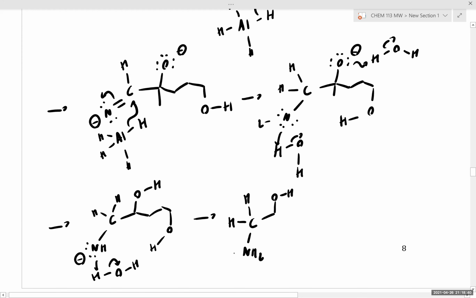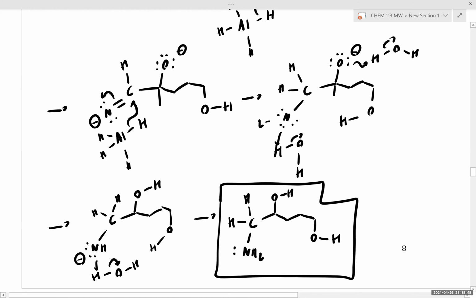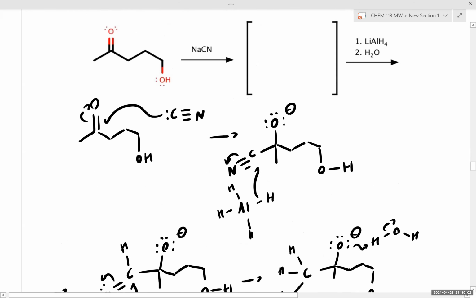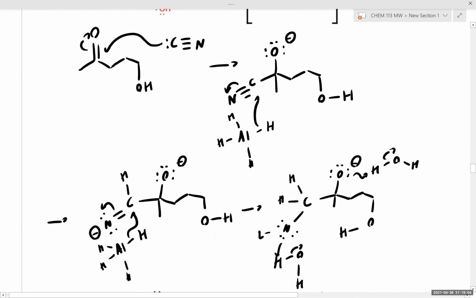So in effect, just like we showed in the chapter 20 note set, you can readily prepare amines from ketones via addition of sodium cyanide to make the cyanohydrin, followed by reduction of the nitrile. And I'll scroll up just for everyone's reference. Does this mechanism make sense to everyone? Any questions on this problem?